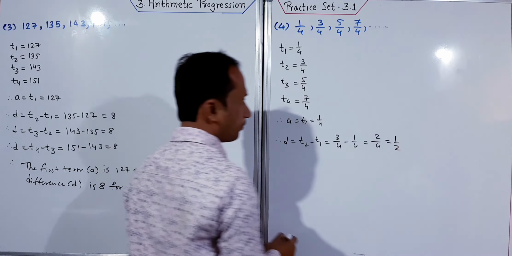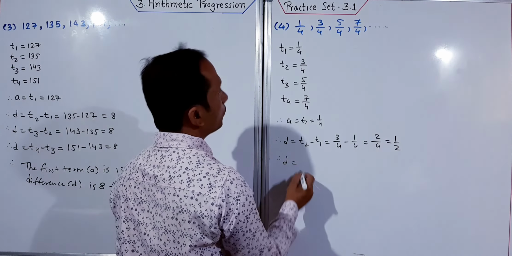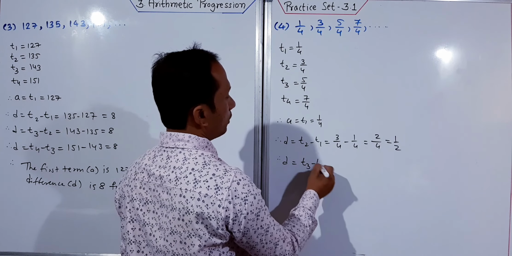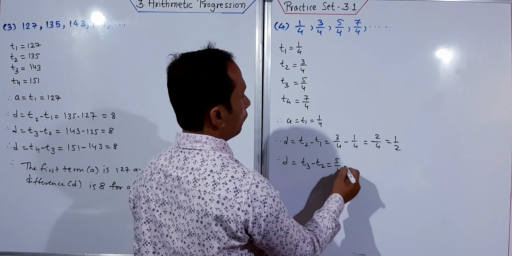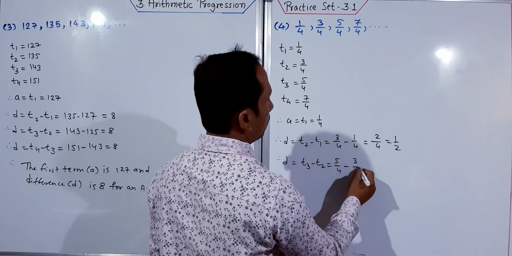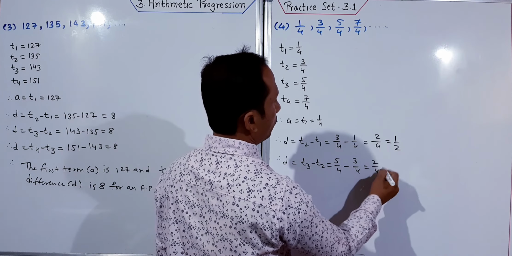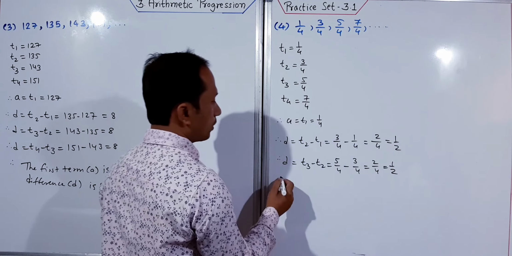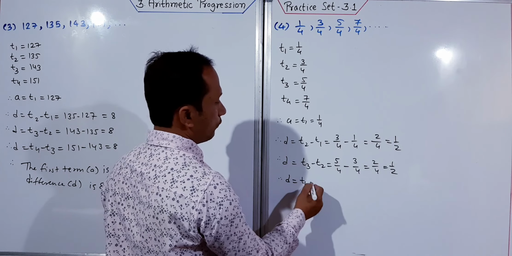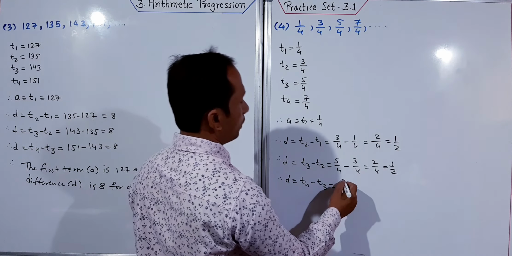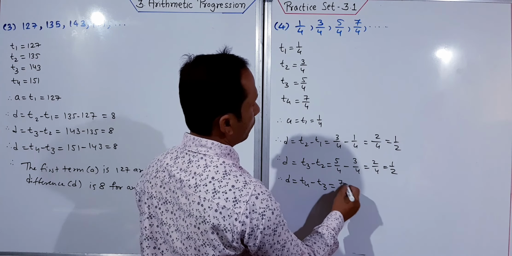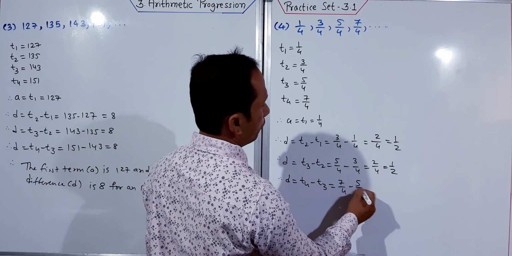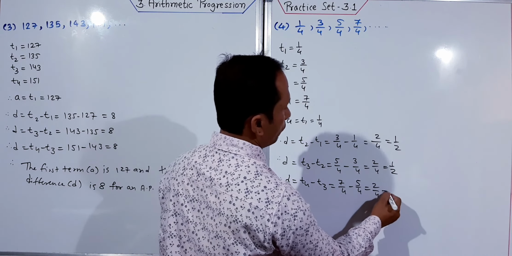So D is equal to again T3 minus T2, so it is 5 upon 4 minus 3 upon 4, it is 2 upon 4, so it is 1 upon 2. And D is equal to T4 minus T3 is equal to again 7 upon 4 minus 5 upon 4 is equal to 2 upon 4 is equal to 1 upon 2.